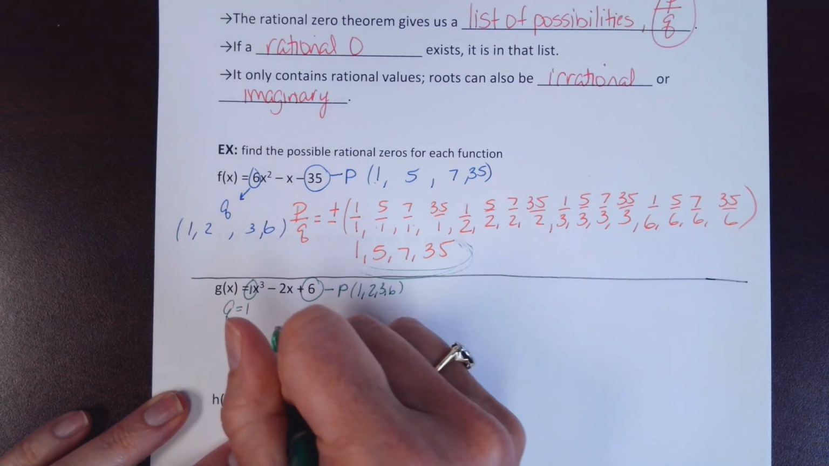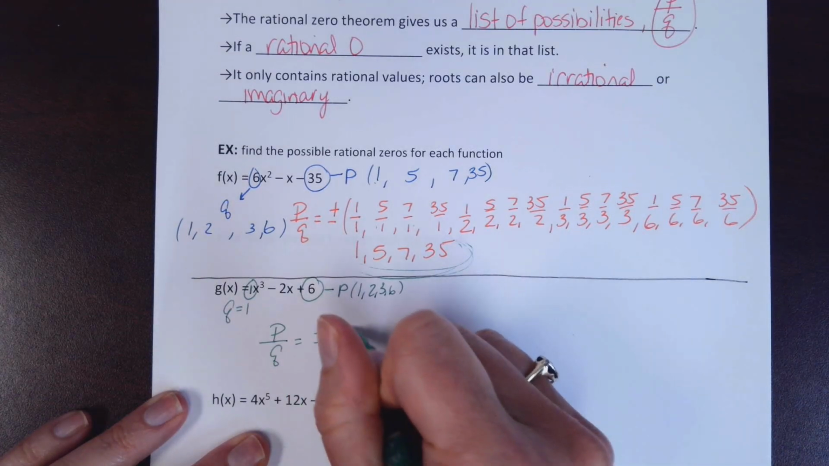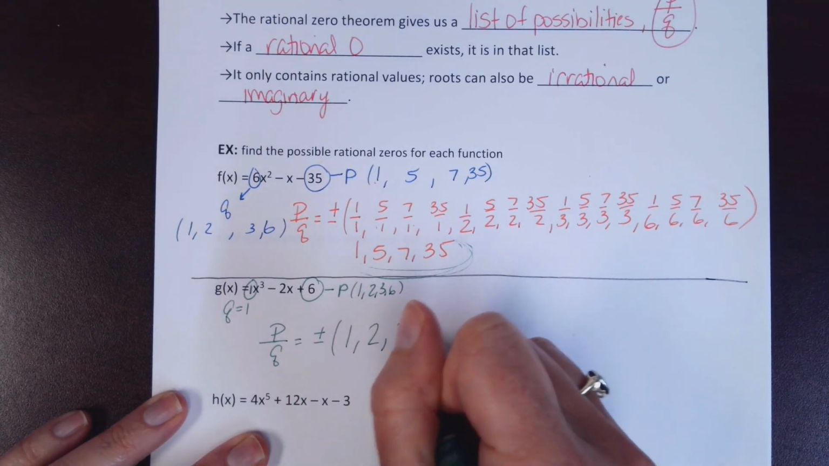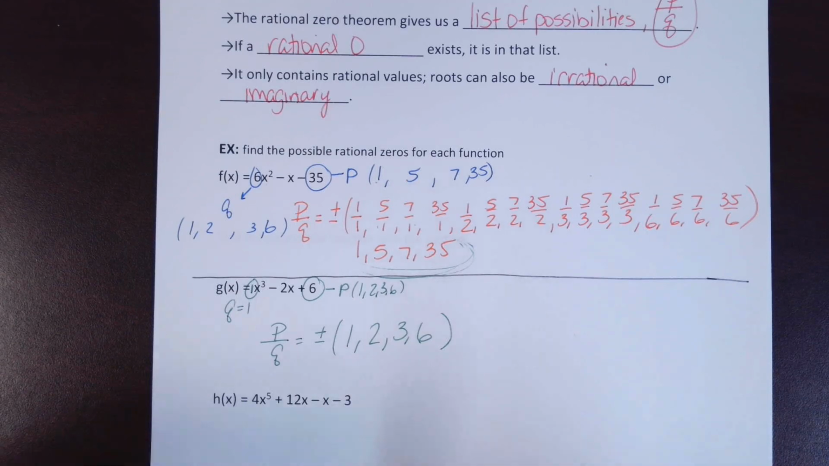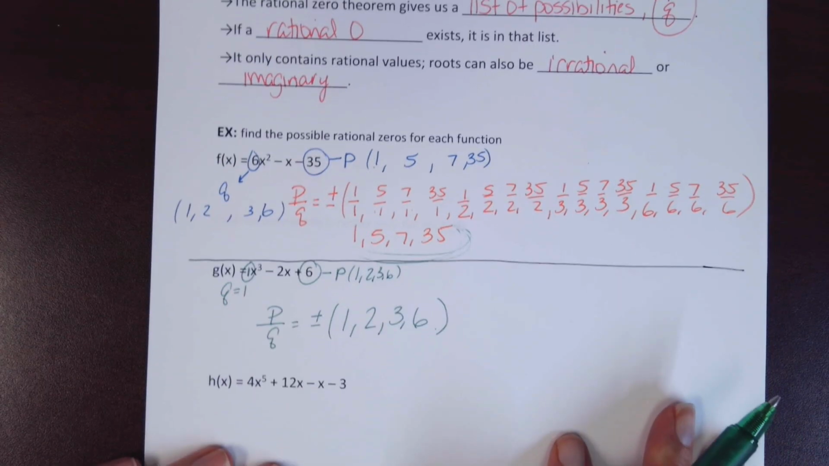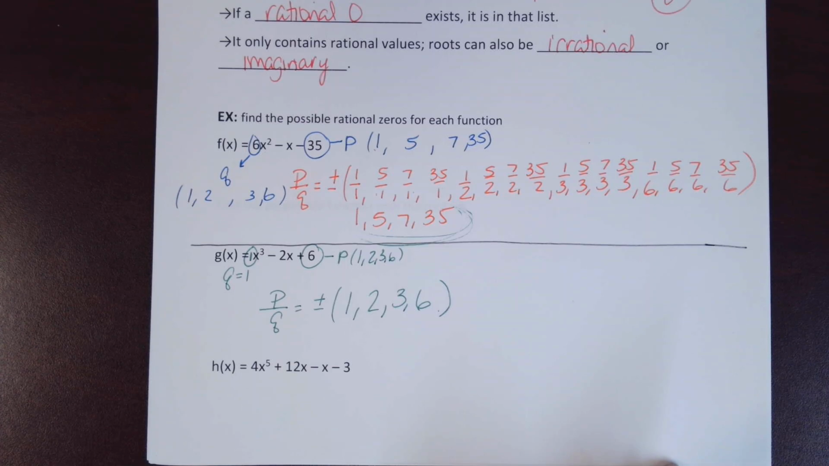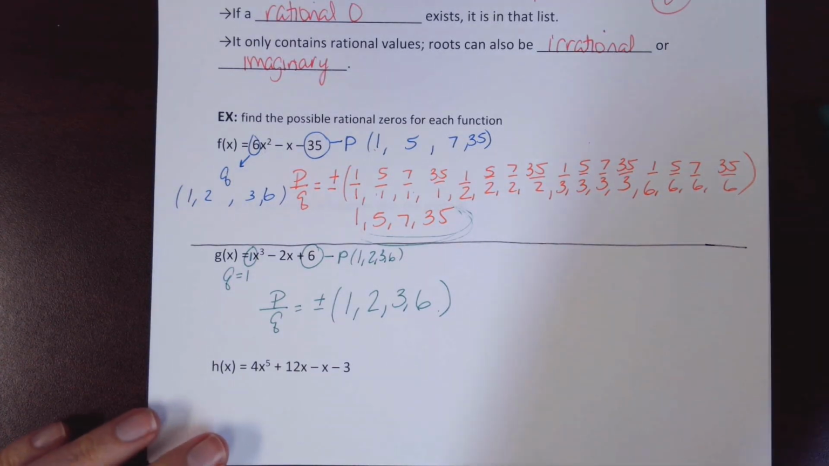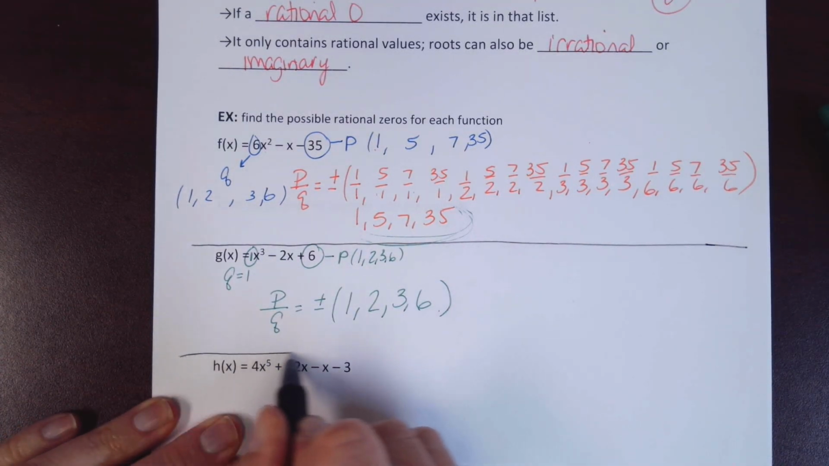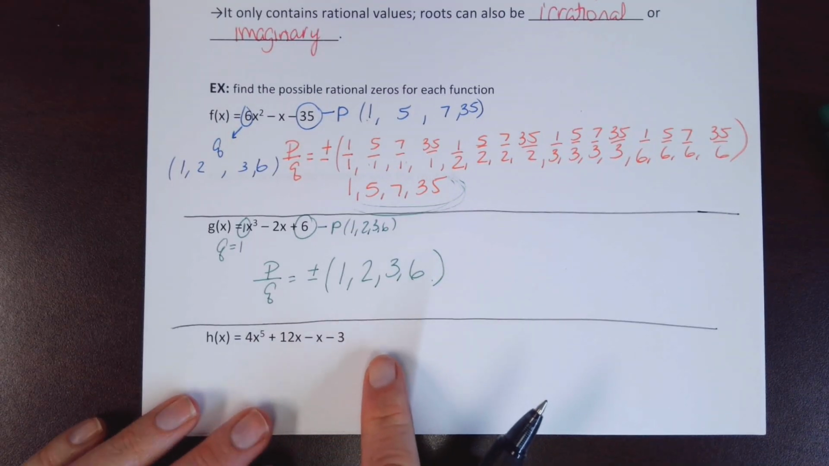Q is just 1. So when I structure my list of possibilities, p over q, 1 over 1, 2 over 1, 3 over 1, 6 over 1, those are the only ones I have. So I've got 4 positive choices and 4 negative choices, things that I can try to help me factor that cubed function. All right, so when our coefficient is 1, things are lovely. There's not a very long list. I don't have any fractions.